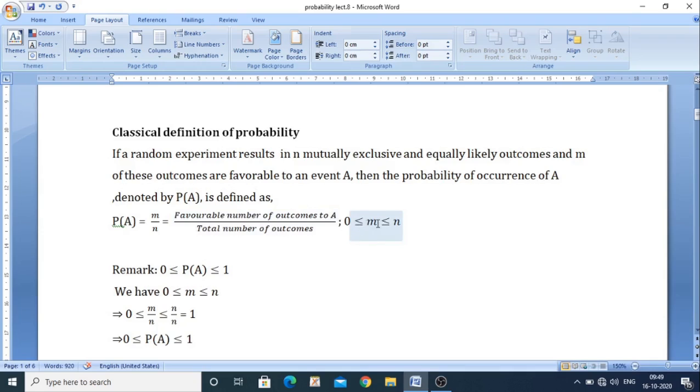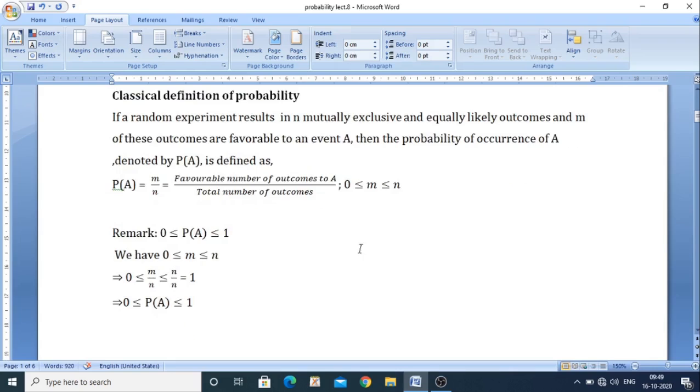Now m, obviously, lies between 0 and n. m can be 0 if A is an empty set. Or if m is equal to n, meaning all the outcomes of omega belong to A, then A is a sure event. In that case m can be equal to n. So the probability always lies between 0 and 1, that is, 0 is less than or equal to P of A, which is less than or equal to 1.